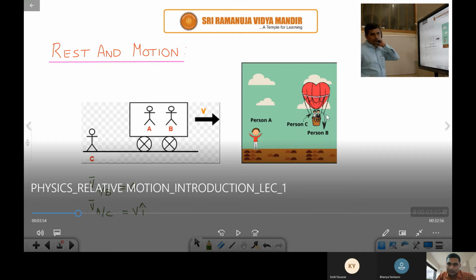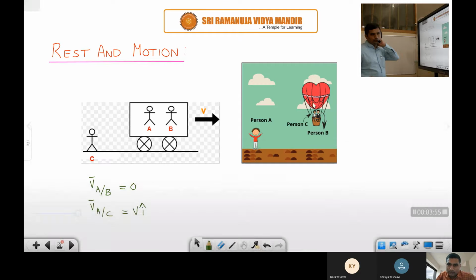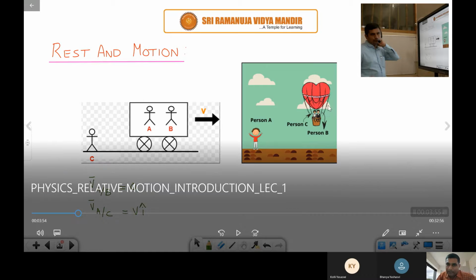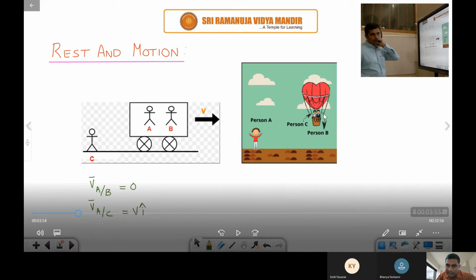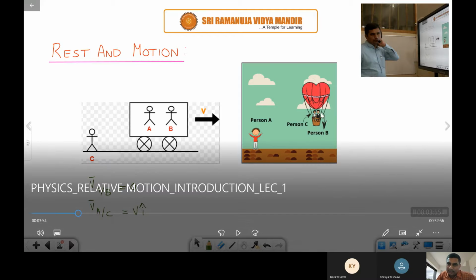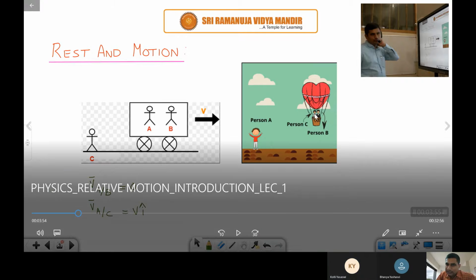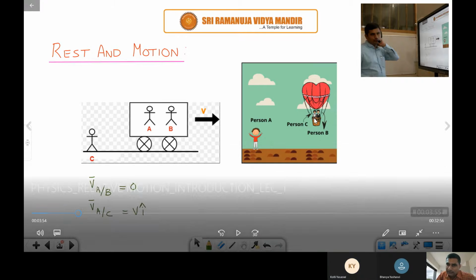In the same way, on the right side you can see the image. Now there are two persons B and C, and person A is standing on the ground. This is an air balloon which is going up. Now let us say B is observed by C and A. What is the velocity of B with respect to C? 0, sir. Correct, because the distance between them is not changing. Are you understanding? Yes, sir.